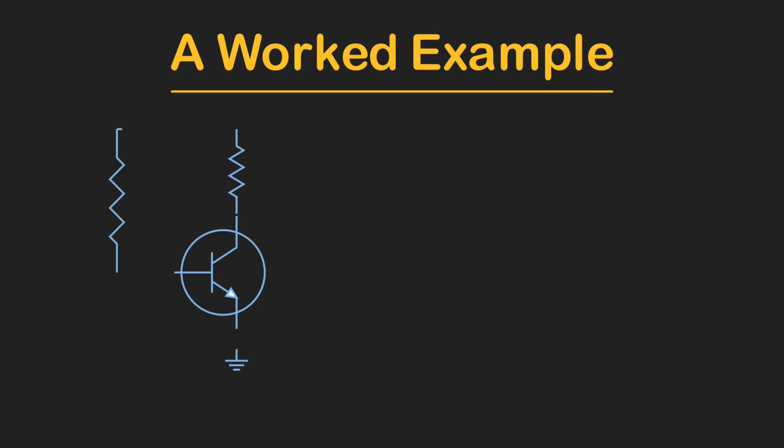It is a fixed bias NPN transistor. The supply voltage is 10 volts. There is a resistor of 100 kilo ohms feeding the base, a resistor of 2 kilo ohms at the collector, and the transistor beta is 100. Let us solve it step by step.